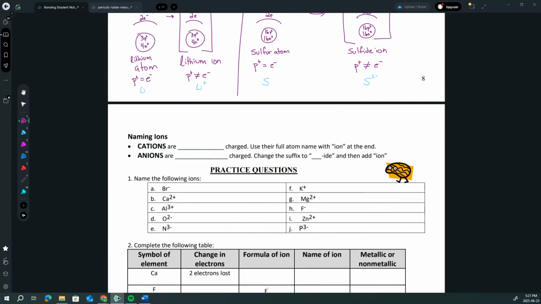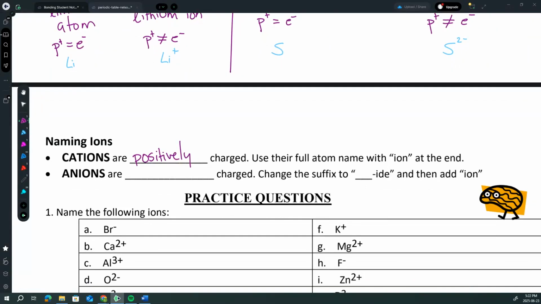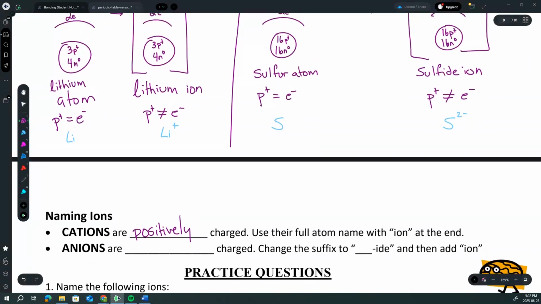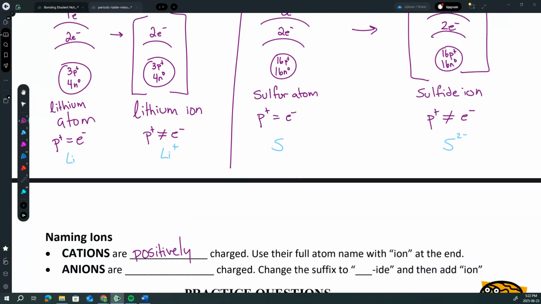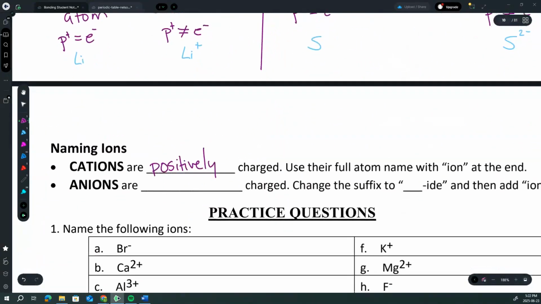So for this next section, it's just going over what I've said, but this time we're writing out what I'm saying. So with naming ions, for cations particularly, they are positively charged, and how you name them is you use their full atom name with ion at the end. Because most cations are metal, with the exception being hydrogen, which is a nonmetal, that's why when I was naming it, I said lithium ion. So you take the element name and then you just put ion at the end.